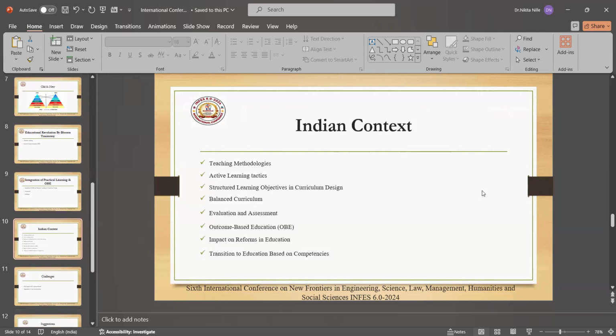If we talk about our Indian context, there are the technological methodologies, the active learning tactics, then the structured learning objectives in the curriculum design, then the most important, the balanced curriculum, then the evaluation and assessment, talking about outcome-based education, and then the most important, the impact on reforms in education. Definitely, if we talk about the impact on reforms in education, it has changed the system. If we talk about 10 years back, our papers and structured papers, like the end semester exams held today, definitely have two different contexts.